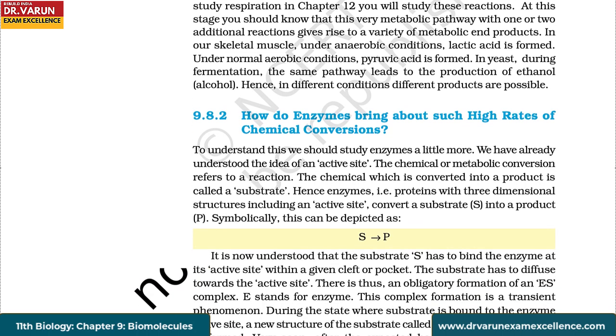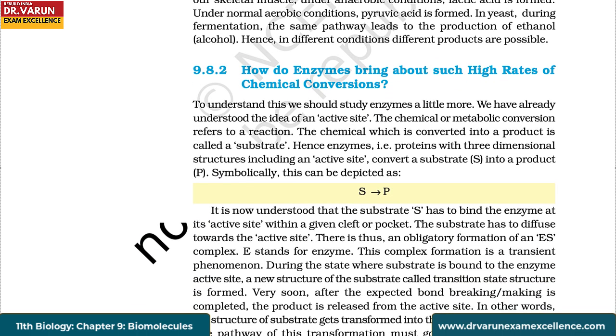How do enzymes bring about such high rates of chemical conversions? To understand this, we should study enzymes a little more. We have already understood the idea of an active site. The chemical or metabolic conversion refers to a reaction. The chemical which is converted into a product is called a substrate.